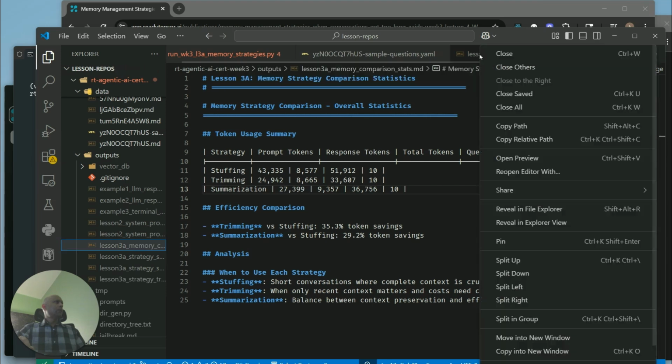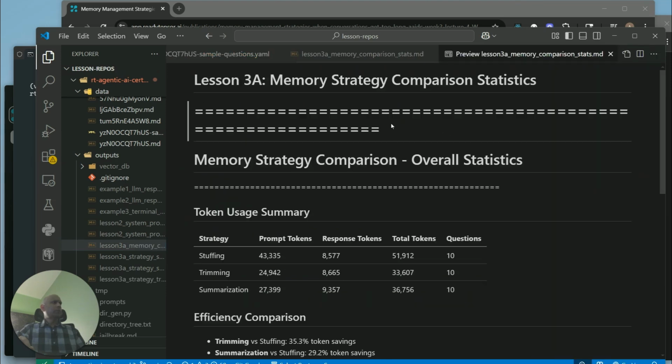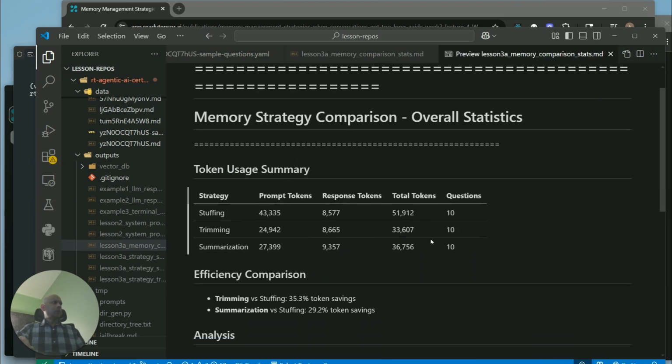Okay, let me turn this into a preview mode so it's a little easier to see. And here, what I've done is, I've only done this for 10 questions. You could do it for 20, 30, just to see how it goes. But really, this gives you enough idea of what's happening, right? So we have three strategies. Again, the default is stuffing, next is trimming, and summarization.